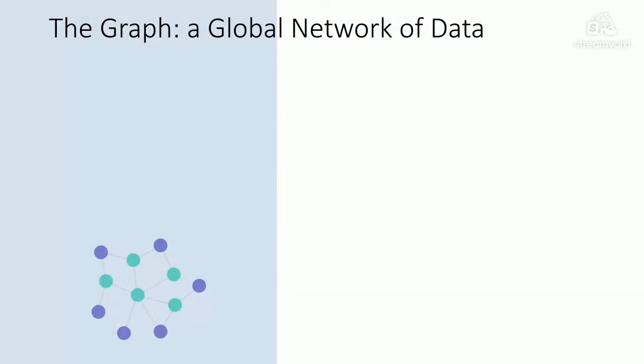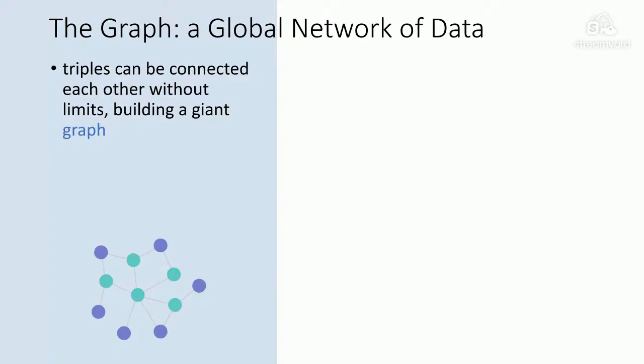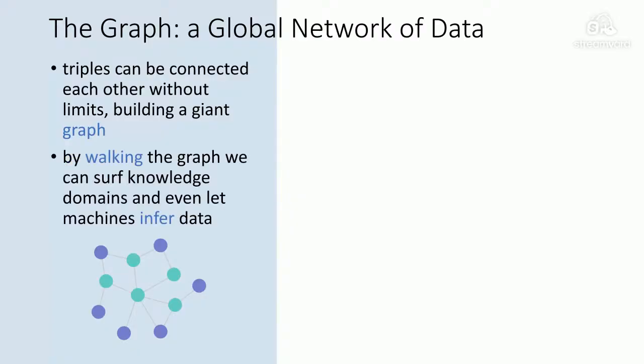So we have our triples and their vocabulary, and we can now build a network with them. Triples can be connected to each other without any limits, building a network of nodes, each representing an entity. And that's the graph of the semantic web and the model of this sort of global database. By working this graph, we can serve any knowledge domains and even let machines infer data on their own.